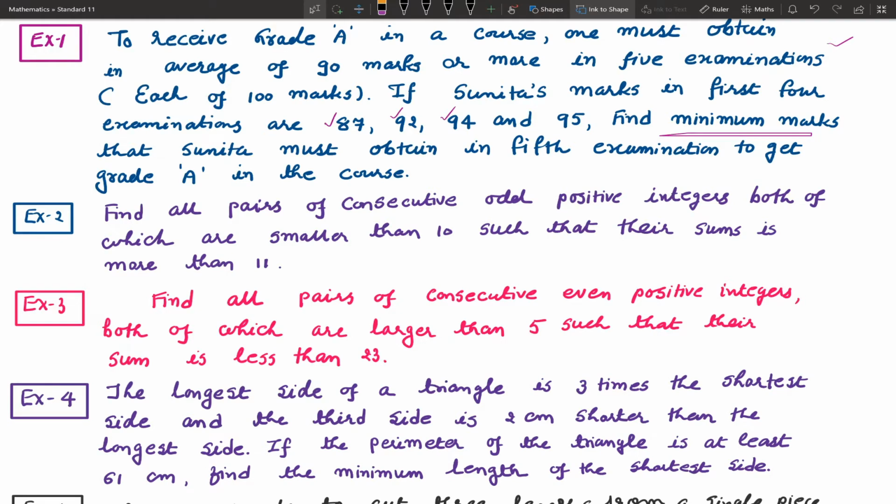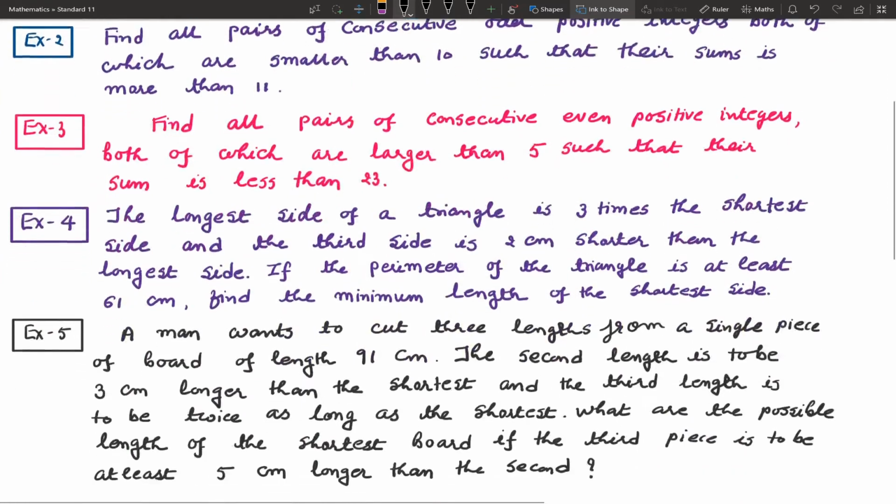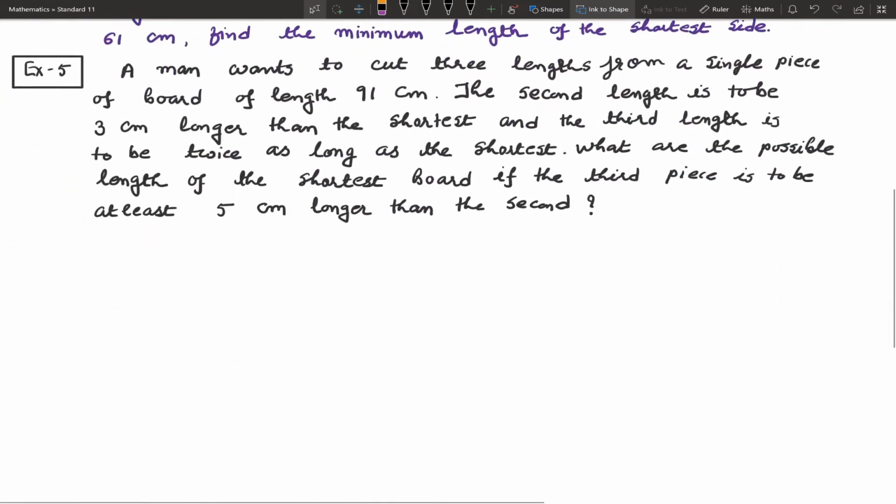First one: to receive grade A in a course, one must obtain an average of 90 marks or more in 5 examinations, each of 100 marks. If Sunita's marks in the first 4 examinations are 87, 92, 94 and 95, find the minimum marks that Sunita must obtain in the 5th examination to get grade A in the course. So let us discuss the solution.